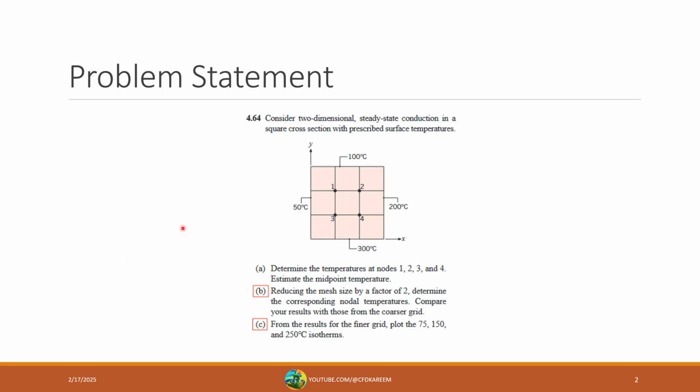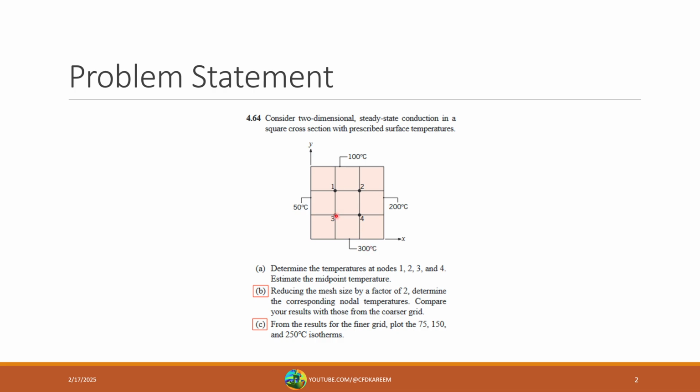The problem we're going to look at today is problem 4.64 from the Fundamentals of Heat and Mass Transfer, 7th edition by Bergman and Levine. The problem is stated as follows. Consider a two-dimensional steady-state conduction in a square cross-section with the prescribed surface temperatures.